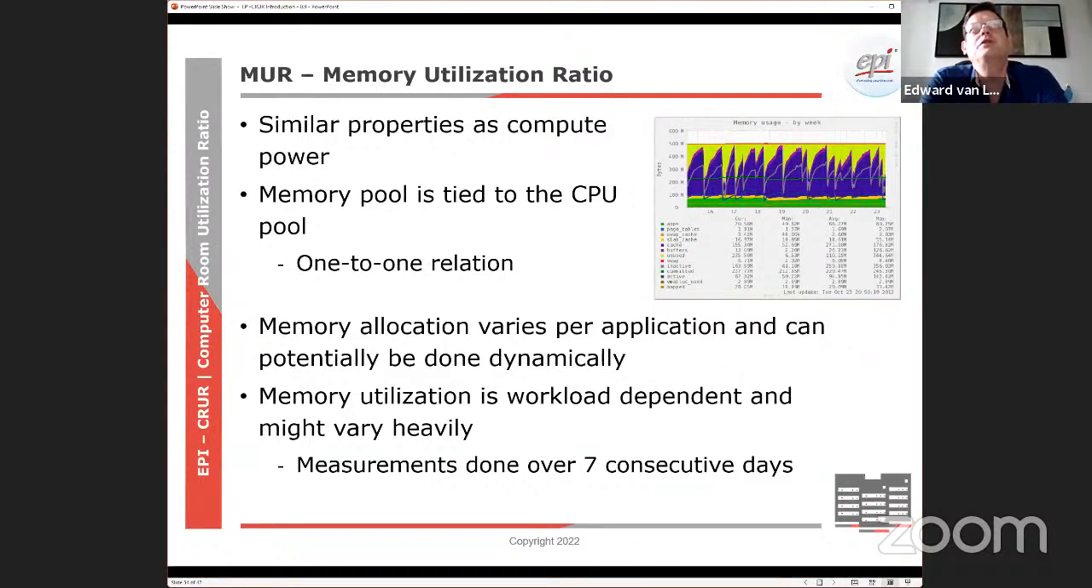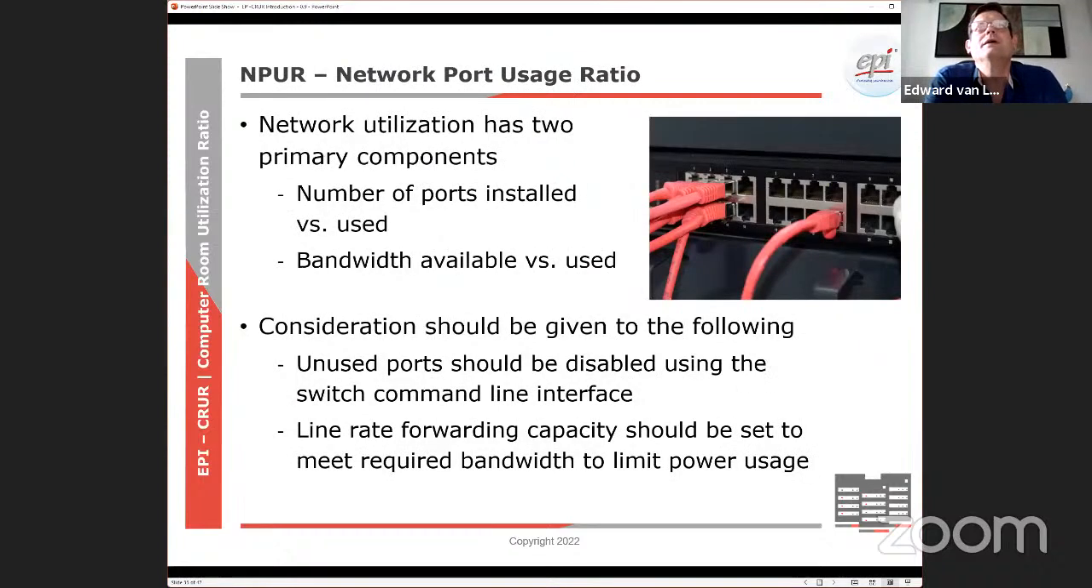Similar to what we do with the MUR, the memory utilization ratio. Memory is also dynamically allocated and will fluctuate quite heavily, from day to day, hour to hour, and even minute to minute. So this one also requires you to have tools in place to measure the memory allocation over time and then average it out over 7 consecutive days.